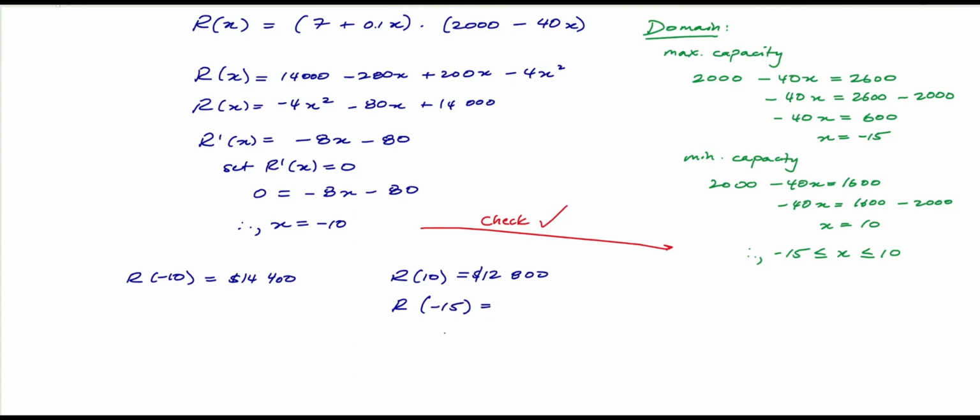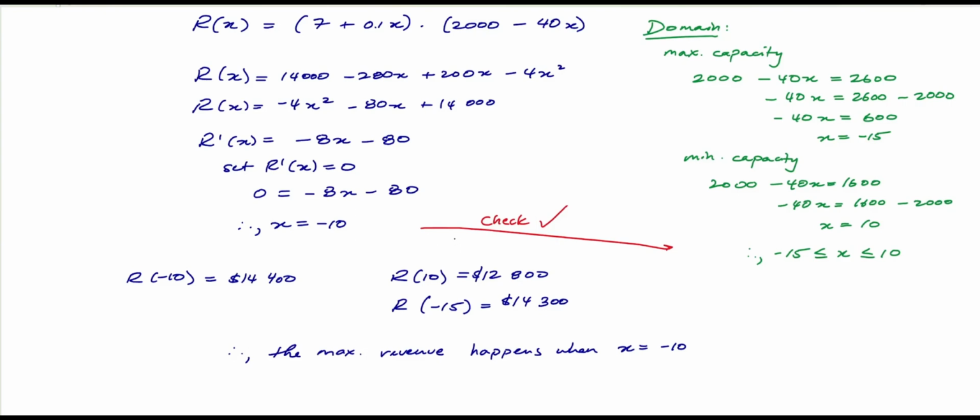Okay, if I decrease the fare by $1.50, that is to say, if I decrease the fare 15 times, each time by 10 cents, then I will end up with 14,300. Okay, so this is my winner right here. So I'm going to say therefore, the max revenue happens when x is equal to negative 10.